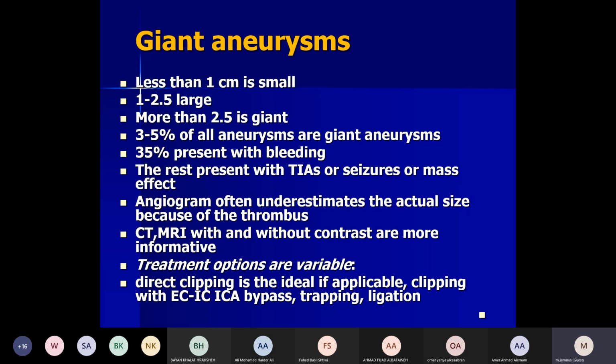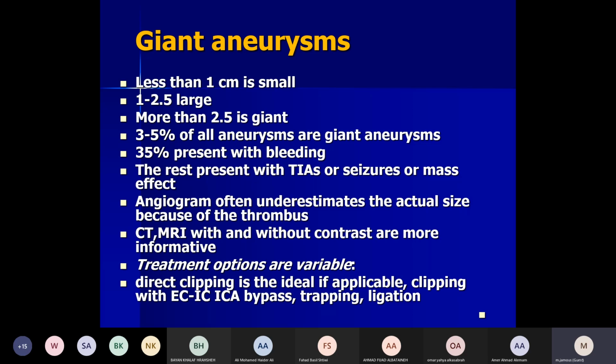Giant aneurysm is an aneurysm more than 2.5 centimeters. Based on the size, less than 1 centimeter is small, 1 to 2.5 centimeters is large, and more than 2.5 is giant aneurysm. It's the same pathogenesis. Less than 5% of all aneurysms are giant, and 1/3 present with bleeding.